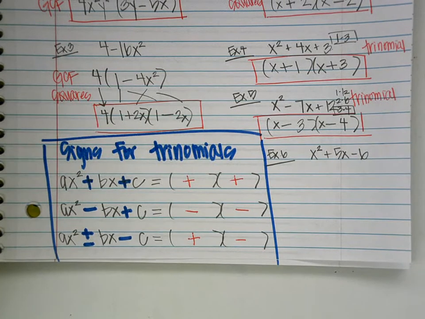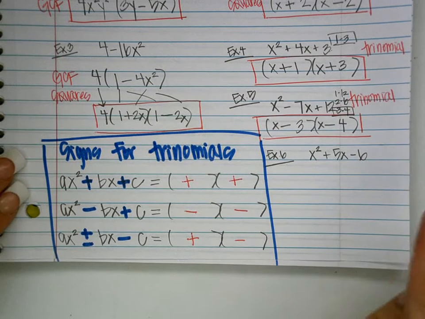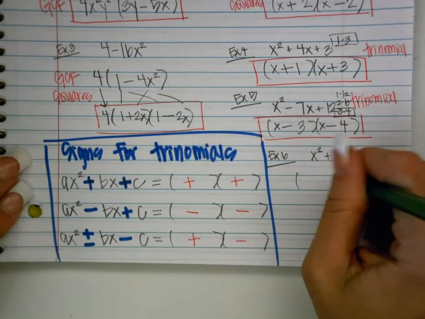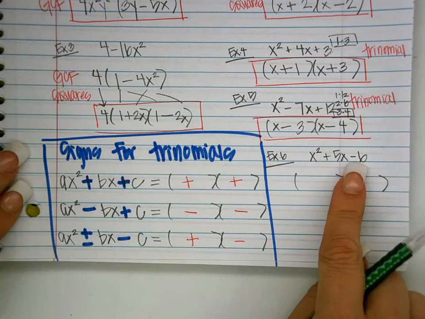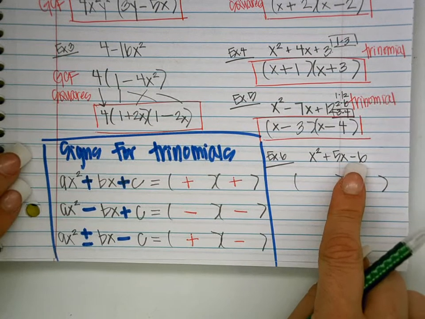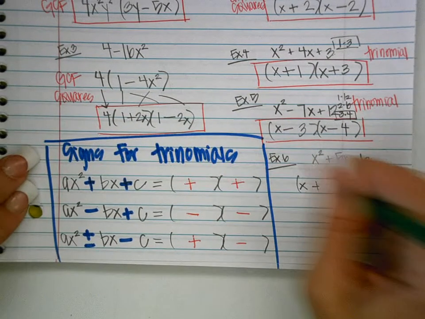First thing you have to look for is GCF. Do these 3 parts have anything in common? No GCF. So set up 2 parentheses. What are your signs going to be? If it's negative at the end, you have to put 1 of each. So it's automatically going to be 1 positive, 1 negative. X squared breaks down to x and x.